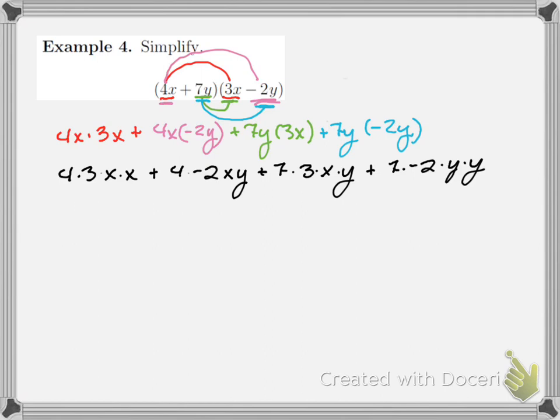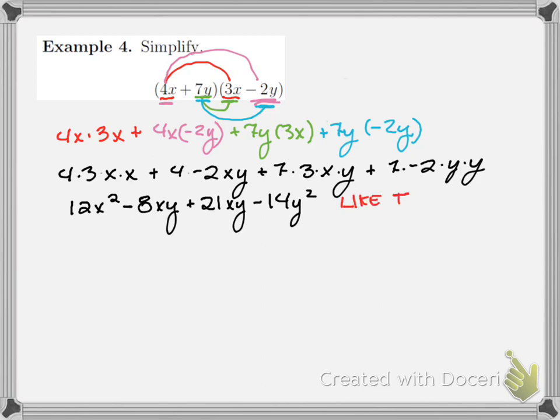So 4 times 3 is 12. x times x is x squared. 4 times negative 2 is 8. So we have minus 8xy plus 21xy minus 14y squared. Okay, so at this point we want to look for like terms.